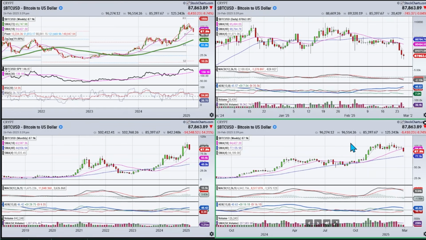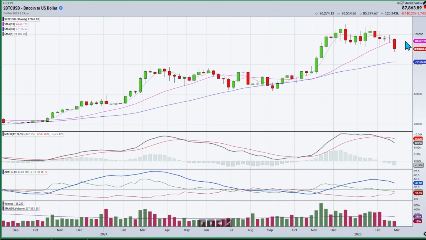I think this is important from a risk on, risk off standpoint, right? I think it gives you a sense of how people are feeling, and the fact that this is slicing through the 18-week line is a bit of a concern. Now, what we're talking about here is we break the 18-week, all right, but we have strength here. All right, now MACD is rolling through.